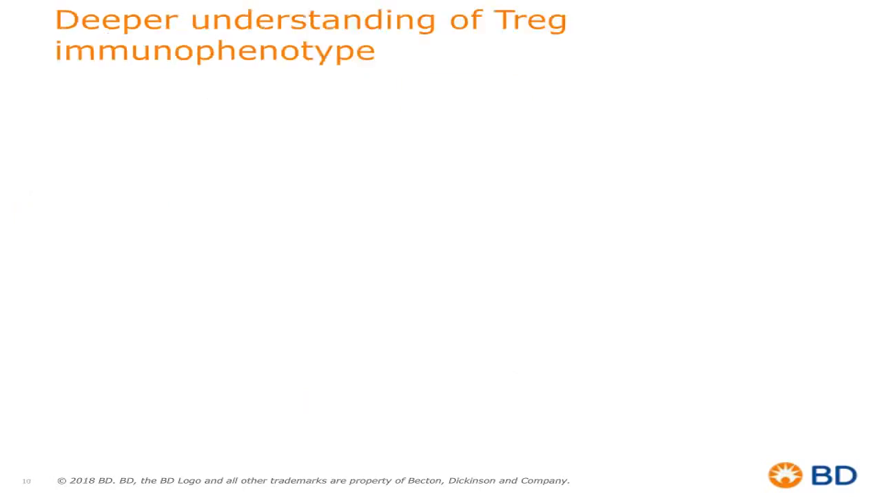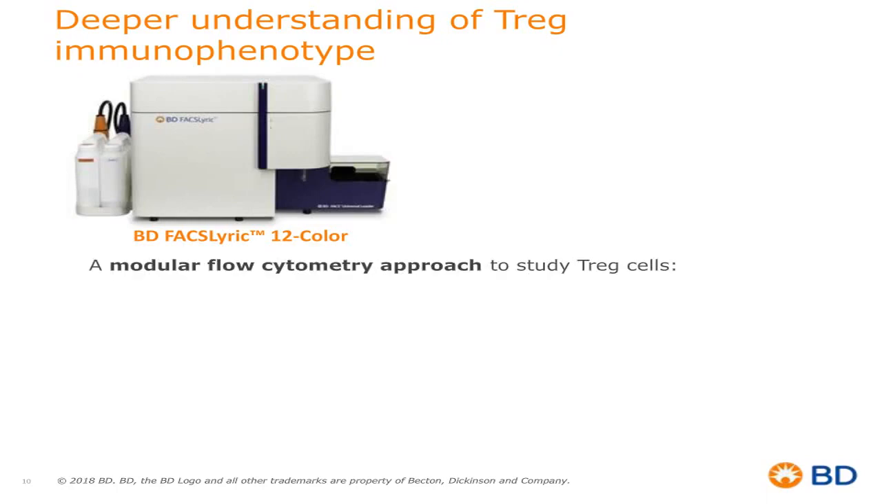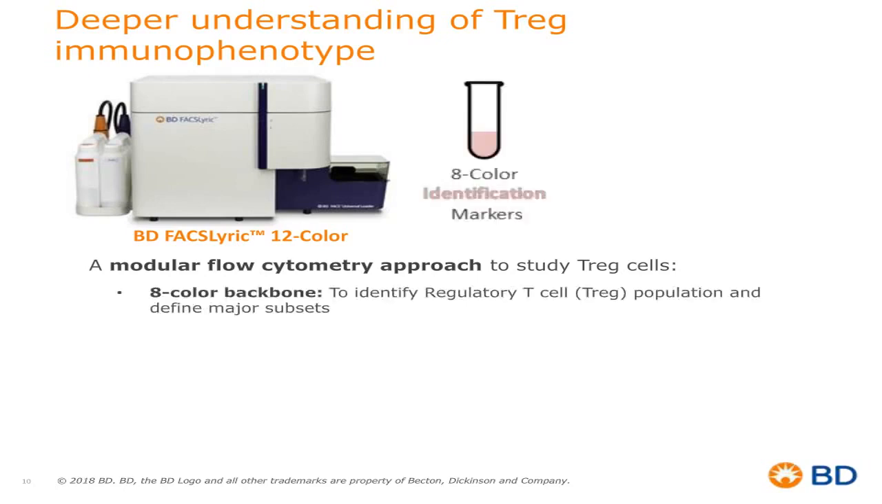To do this, I can think about a different way of building my panel. If I'm working with the BD FACSLyric 12-color RUO instrument, I can basically use a modular flow cytometry approach to study Treg cells. I can think about it as building a panel that has an 8-color backbone to identify regulatory T cells, which is the population of interest, and define the major subsets. I can then also add in an additional 4 colors to get me to my 12-color limit on the system.